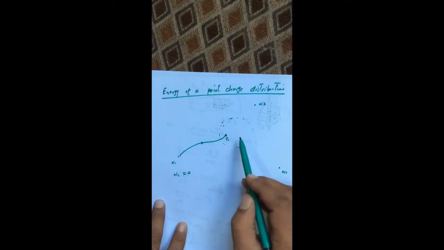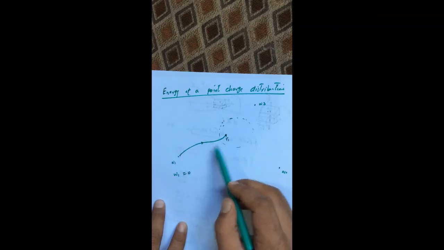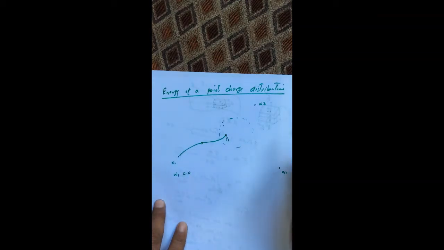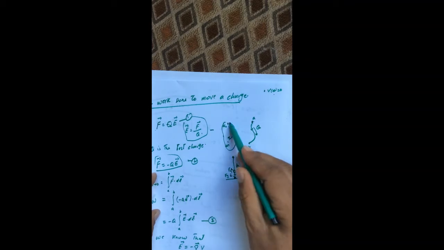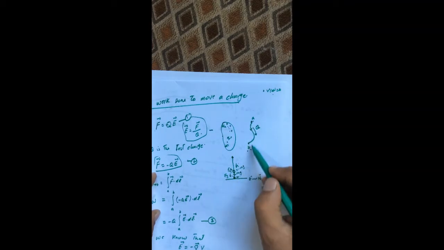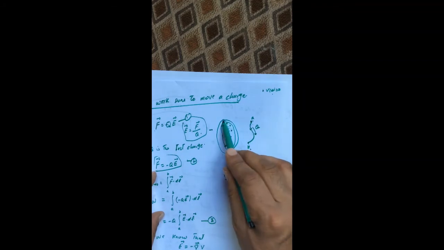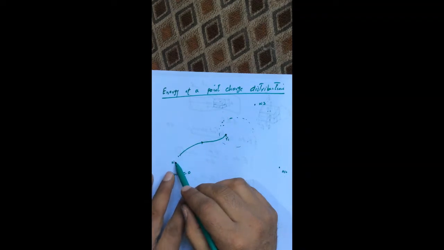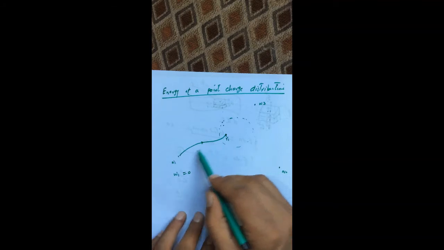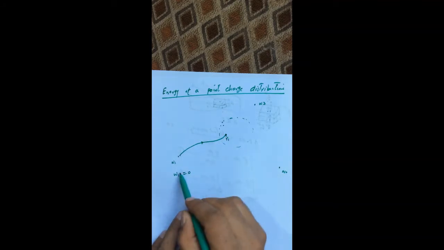To fight again, we will do work done against the field. Like in the previous case, we consider this situation. Yes, we have already charges present here, and we bring this point charge from here to here, so we were fighting against the electric field of these point charges. But here there is no such kind of charge present at this region, so we are bringing this charge in a free space, in a free environment, so the work done will be equal to 0.